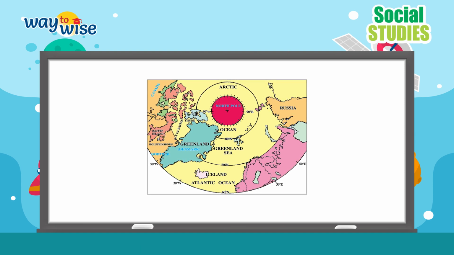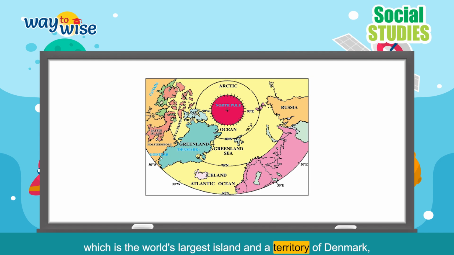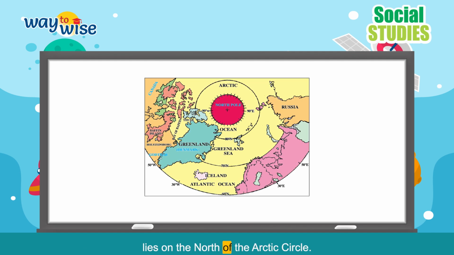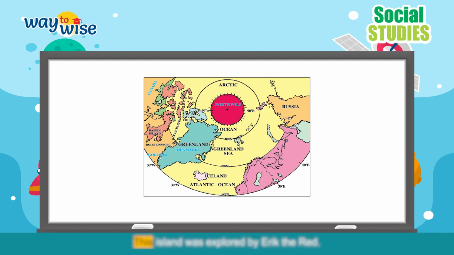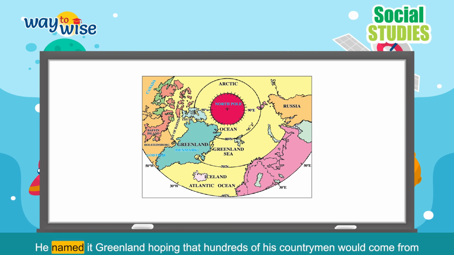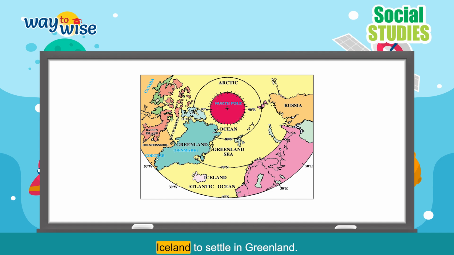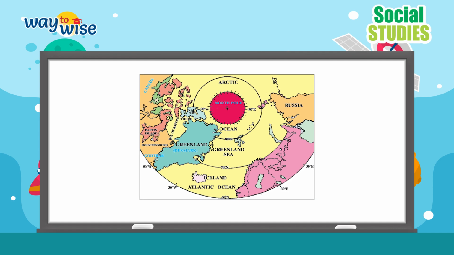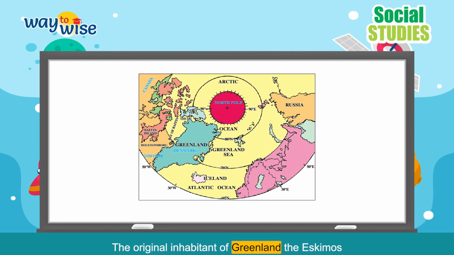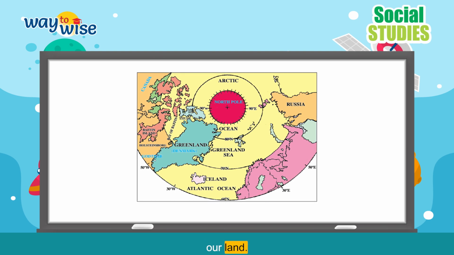Location: Greenland, which is the world's largest island and a territory of Denmark, lies on the north of the Arctic Circle. This island was explored by Erik the Red. He named it Greenland, hoping that hundreds of his countrymen would come from Iceland to settle in Greenland. The original inhabitants of Greenland, the Eskimos, call their land Kalallit Nunat, meaning our land.